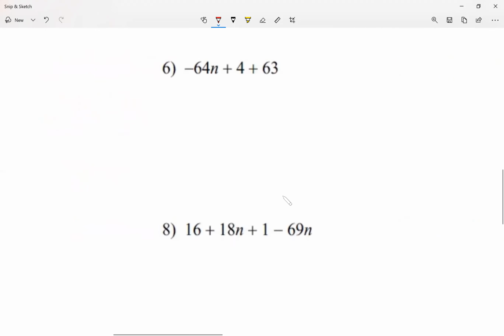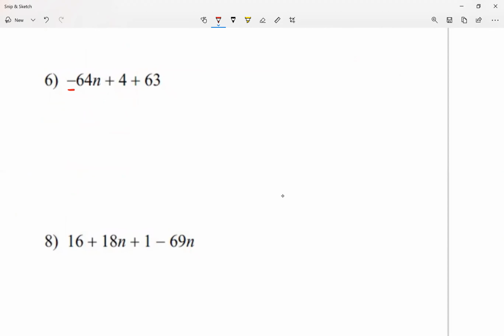All right, let's take a look at number 6. Looking at letter-wise, I only have a negative 64n, right? That's the only term that I'm going to combine. So let me just copy it, negative 64n. Now looking at the terms that don't have a letter, I have a positive 4 and a positive 63. The signs are the same, right? They're both positive. So in this case, I'm going to add the numbers and keep the sign. So I'm going to have this as a positive 67.